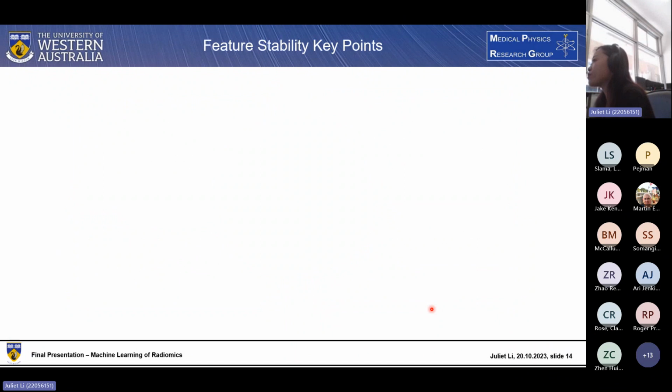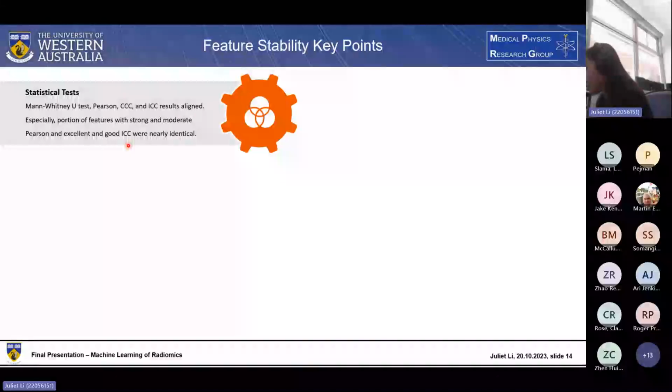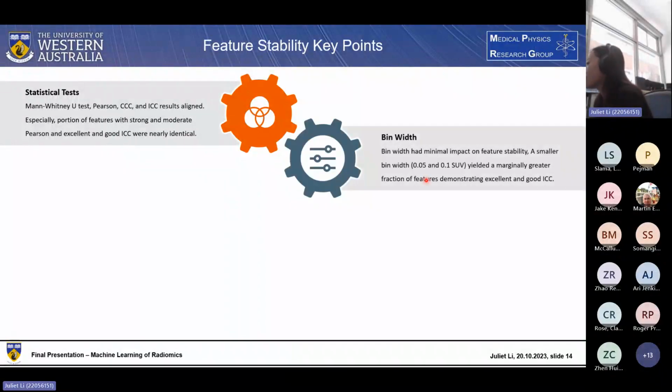Before we show the visualizations, we're going to show the key points and key findings from the feature stability results. Firstly, the Mann-Whitney U-test, Pearson, CCC, and ICC results all align quite well with each other, especially the Pearson correlation and the ICC results, which were almost identical.